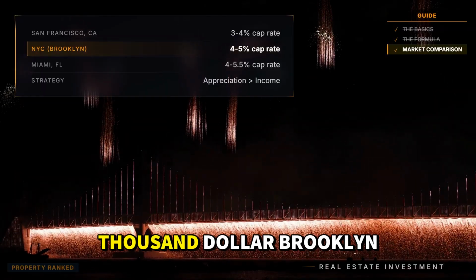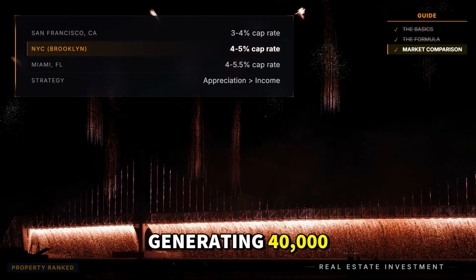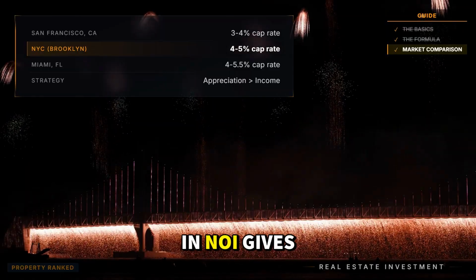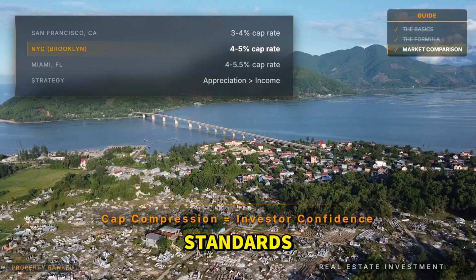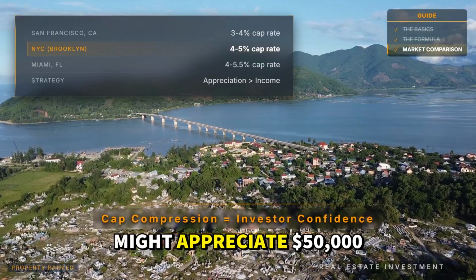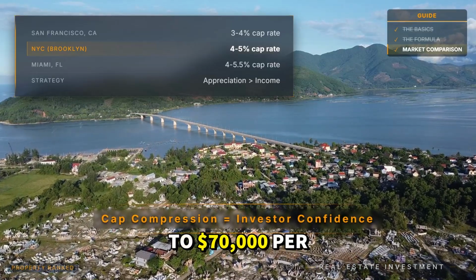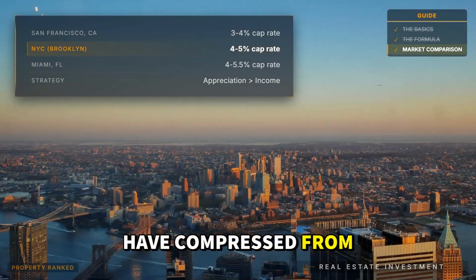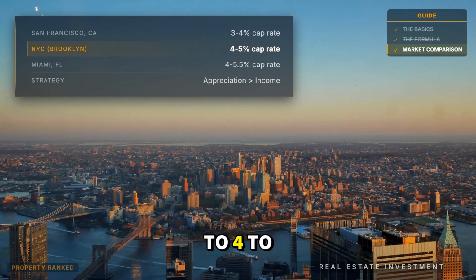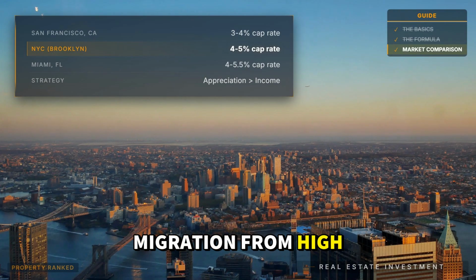A $900,000 Brooklyn apartment generating $40,500 in NOI gives you a 4.5% cap rate. Low by Midwest standards, but the property might appreciate $50,000 to $70,000 per year. Miami, Florida. Cap rates have compressed from 6% in 2019 to 4 to 5% in 2026. Driven by massive migration from high-tax states.